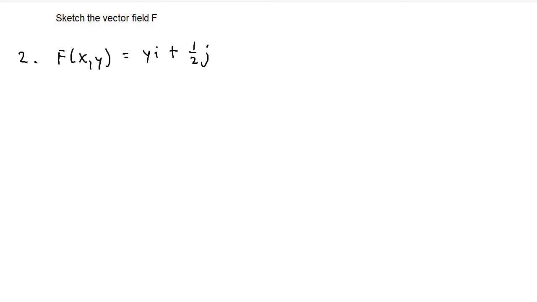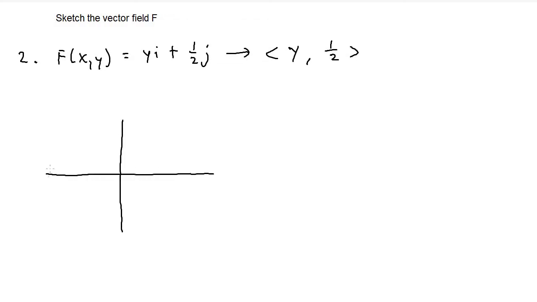So now for number 2, we have F of x, y equals y times i plus 1/2 j. So if I were to go ahead and write this in component form, we have y as the x component and then 1/2 as the y component. So once again, I'm going to go ahead and draw a coordinate plane here. x values range from -1 to 1, y values the same. So we can just plug in different points.